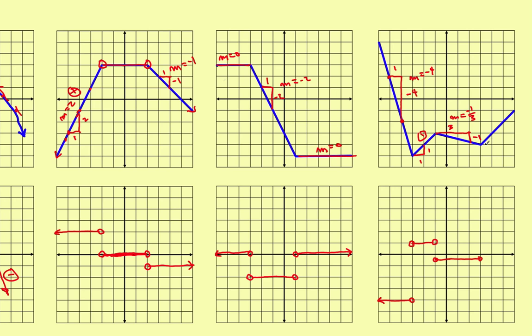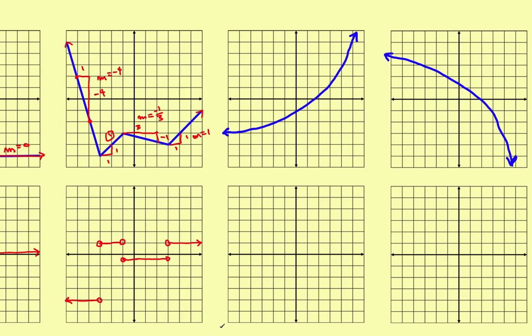And then finally in this last interval, it goes over 1 and up 1. So the slope in this last interval is 1. So it jumps up to 1 and goes across, and we'll assume that it goes on forever. We'll assume both those went forever in that direction. Okay, a couple more.